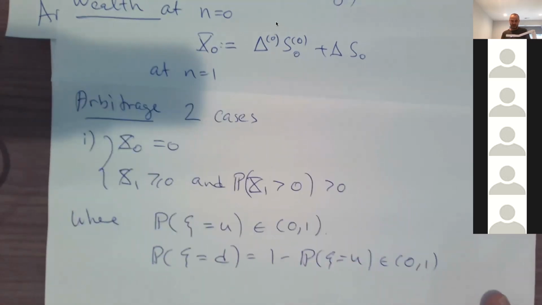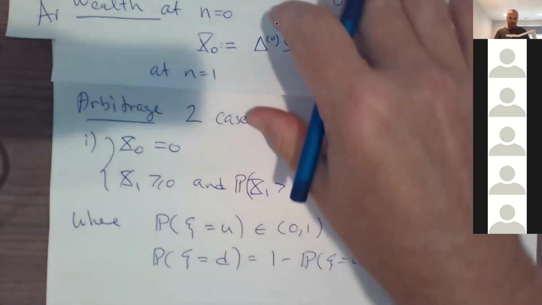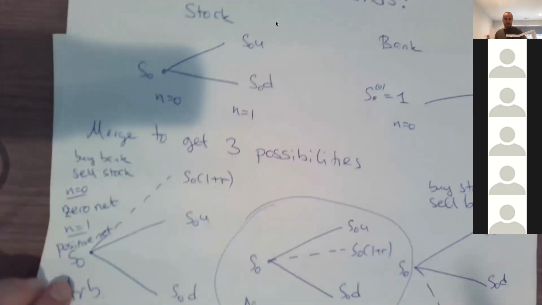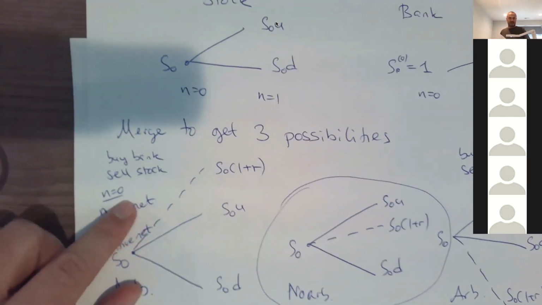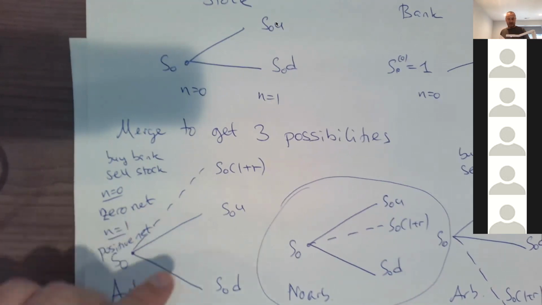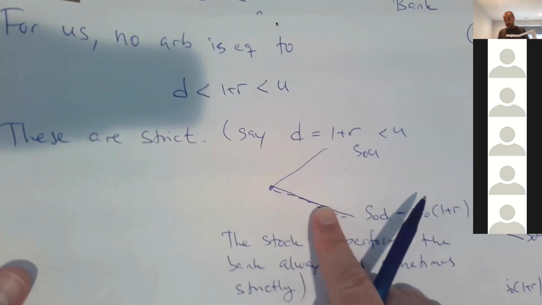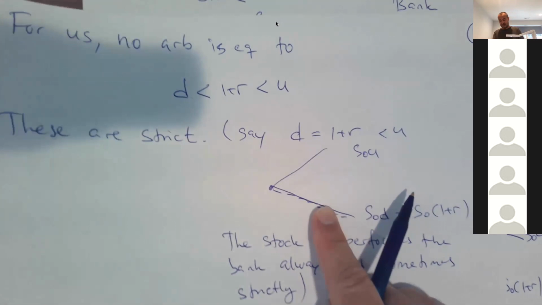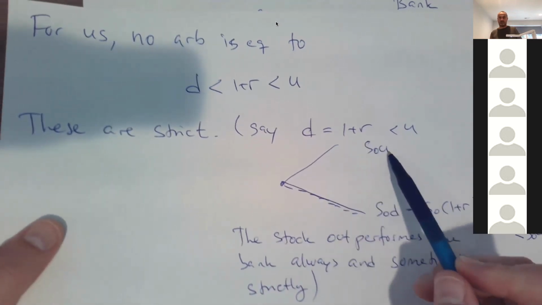Okay, so the first type of arbitrage is the one we just talked about, where we would have these scenarios that there's no effect at time 0, but then at the end, there is a strictly positive net with some probability. In this case, it is the probability of psi being u.